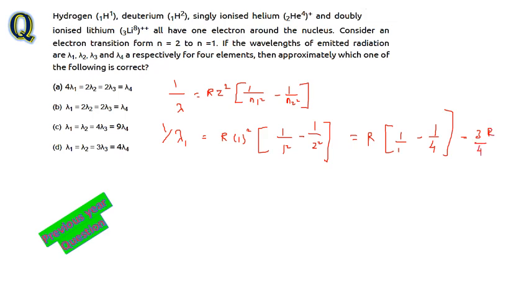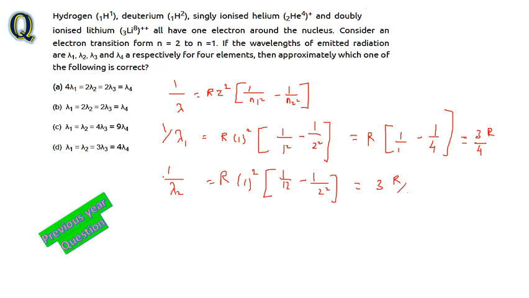Next, 1 by lambda 2 equals R into, again this is a hydrogen atom, with 1 by 1 square. All the transitions are the same here, so in the case of lambda 2 also the same. So from here, for both lambda 1 and lambda 2, we get 3R by 4.